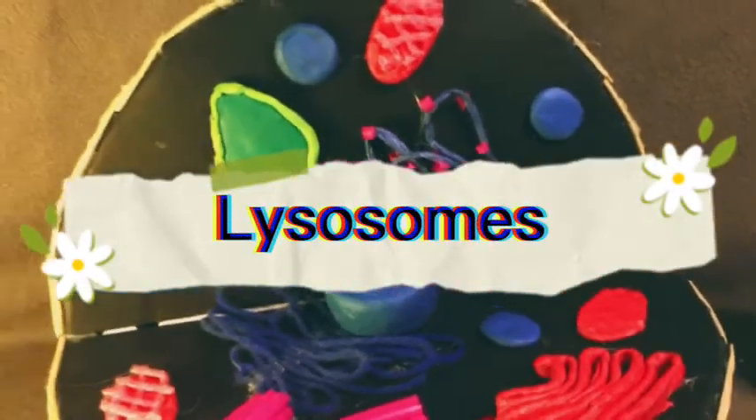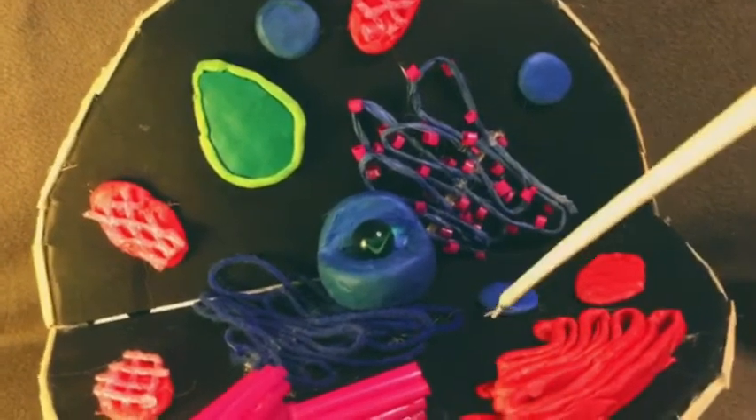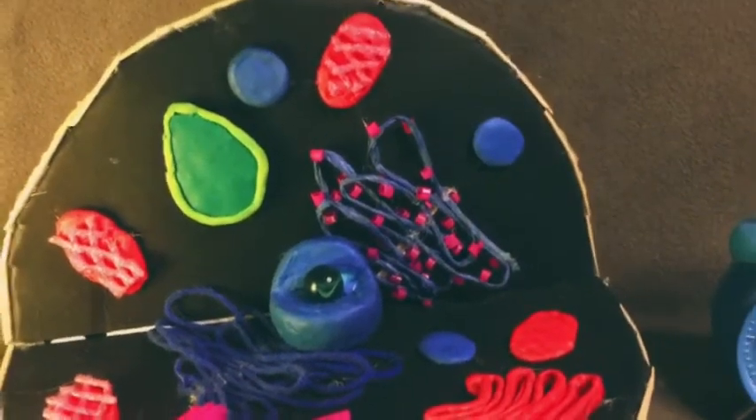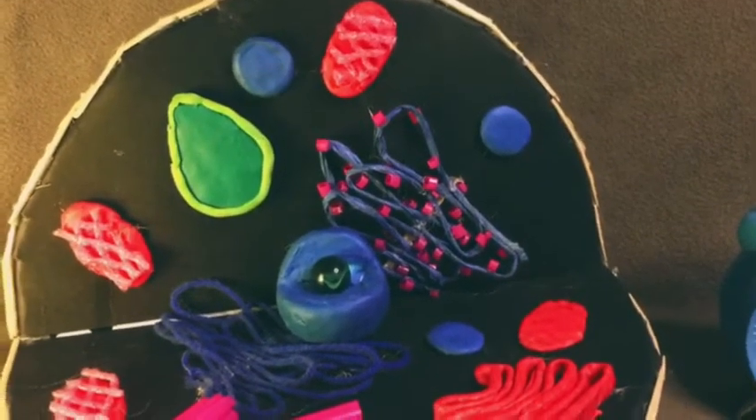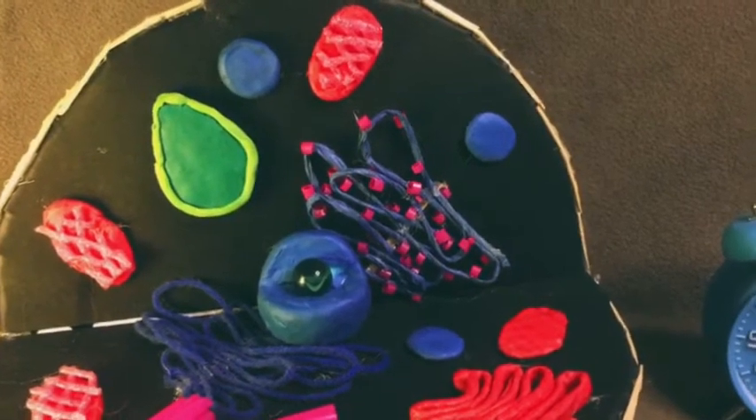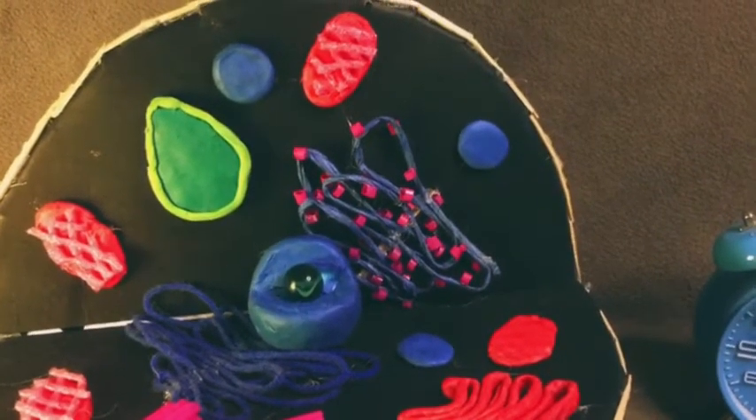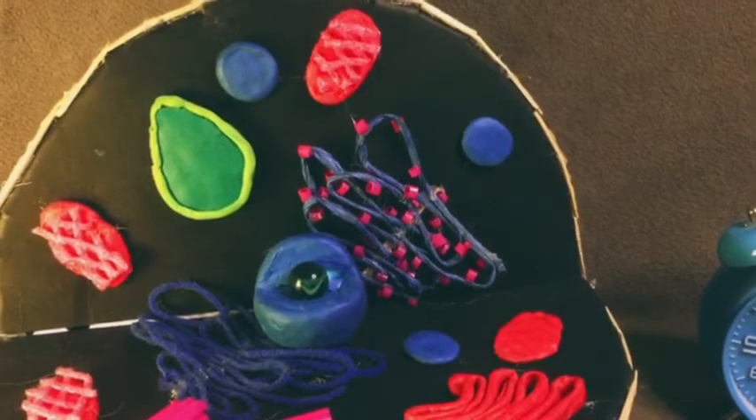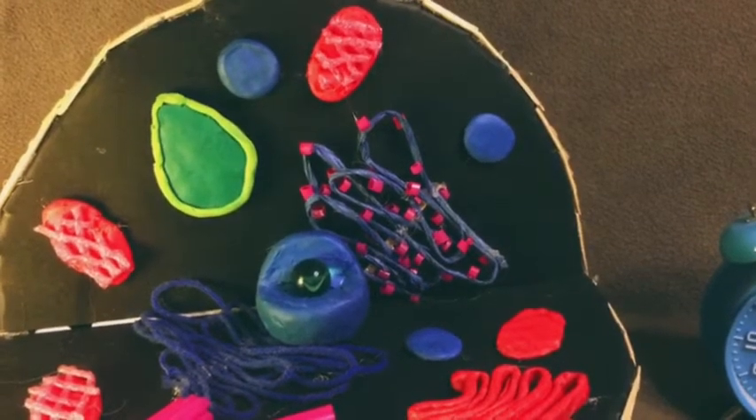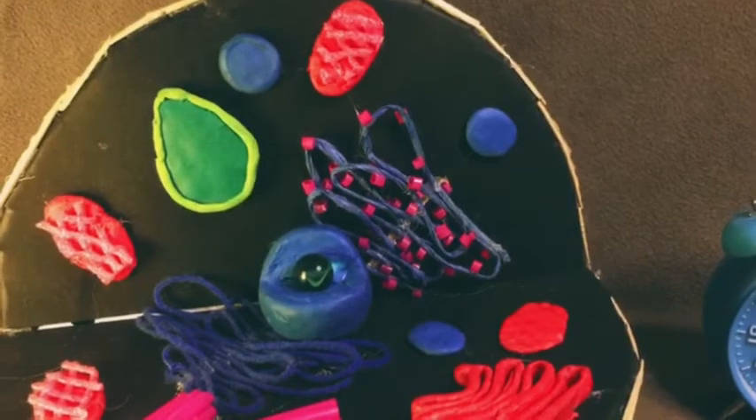Next are the lysosomes. The lysosomes are the three blue circles that I made here. Lysosomes, or the cell vesicles, are round organelles surrounded by a membrane and comprising digestive enzymes which help in digestion, excretion, and in the cell renewal process.